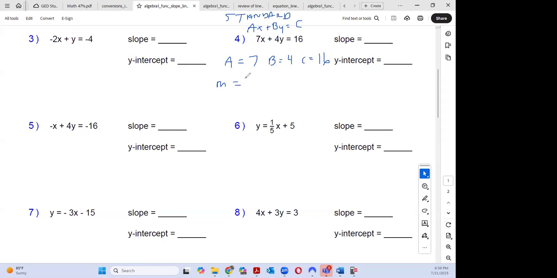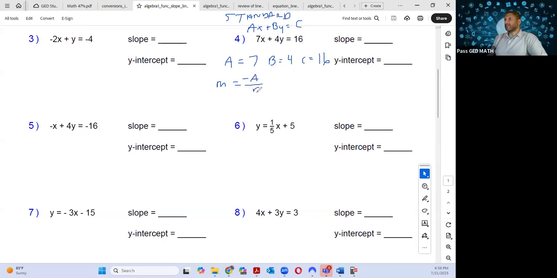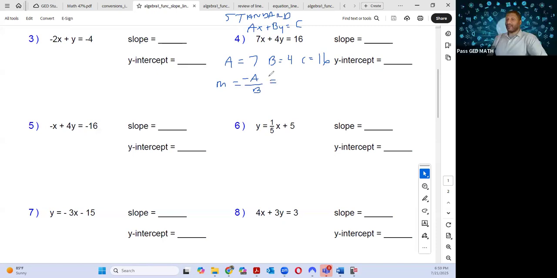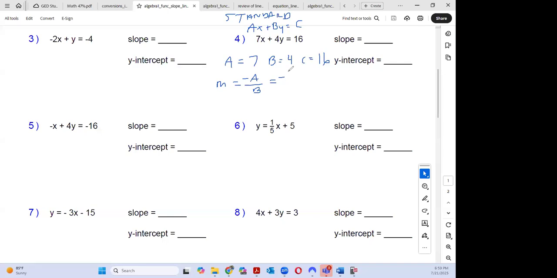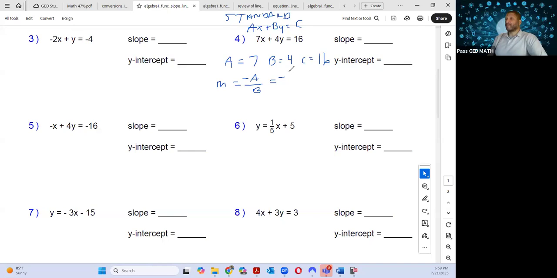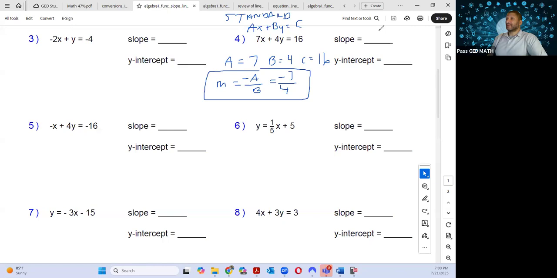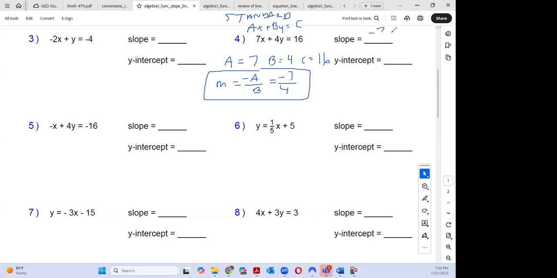Negative A over B. Okay, so what's negative A? You were right. Negative what? Negative A. What's A? 7. So -7. What's B? 4. So the slope of this line is what? -7 over 4. Stop playing.